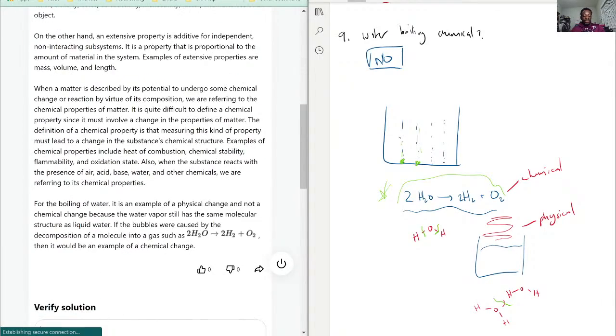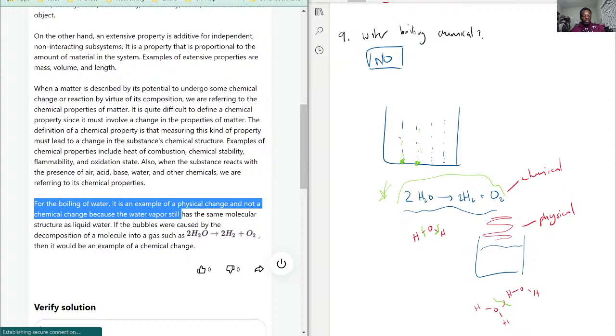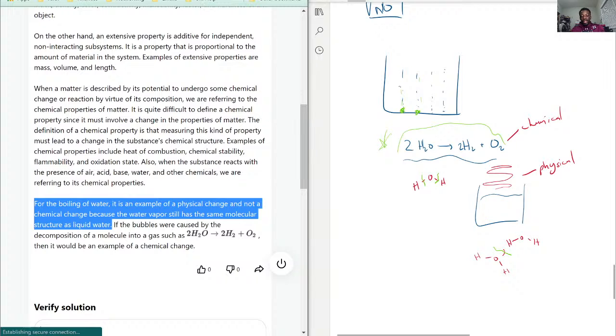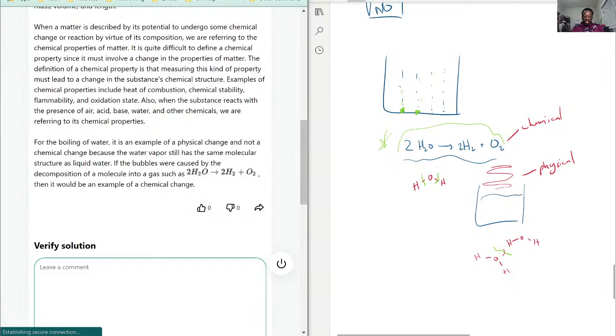They do mention that the bubbles were caused by decomposition of molecules into gas. This is what we have here, the 2H2 plus O2. That would be an example of a chemical change, but the boiling water itself is an example of physical change because the water vapor still has a molecular structure as water, well, as liquid water. So this is correct.